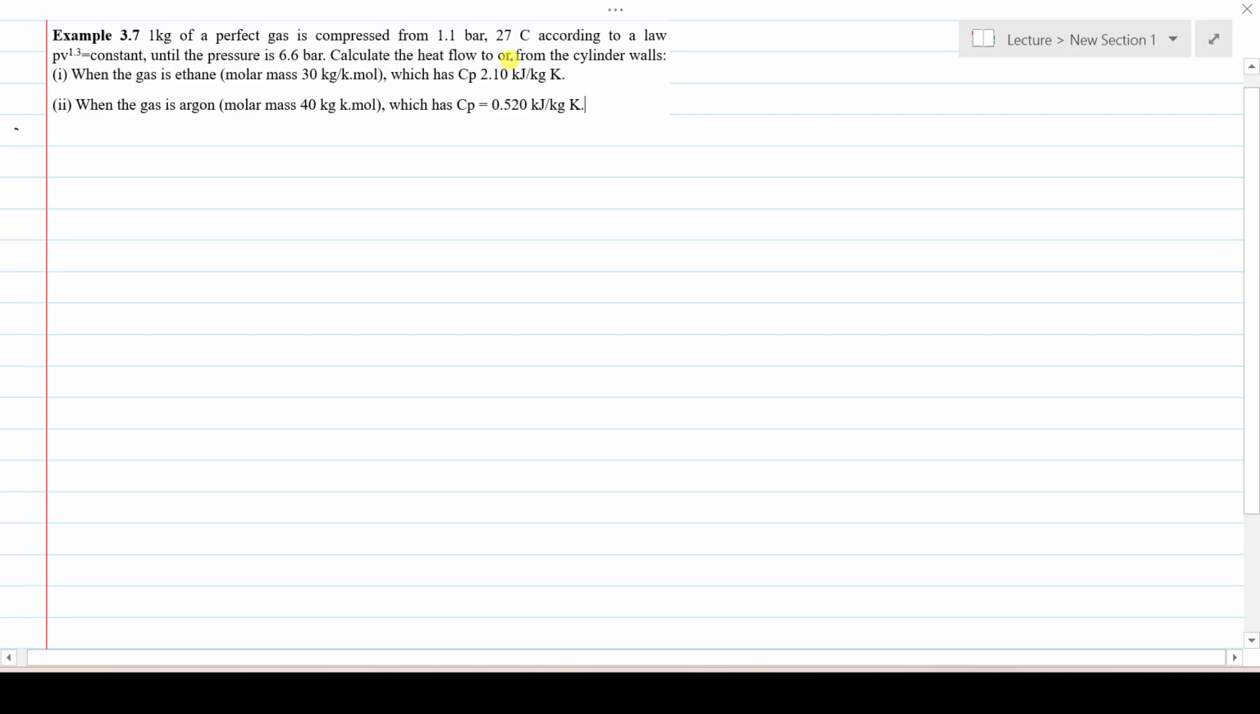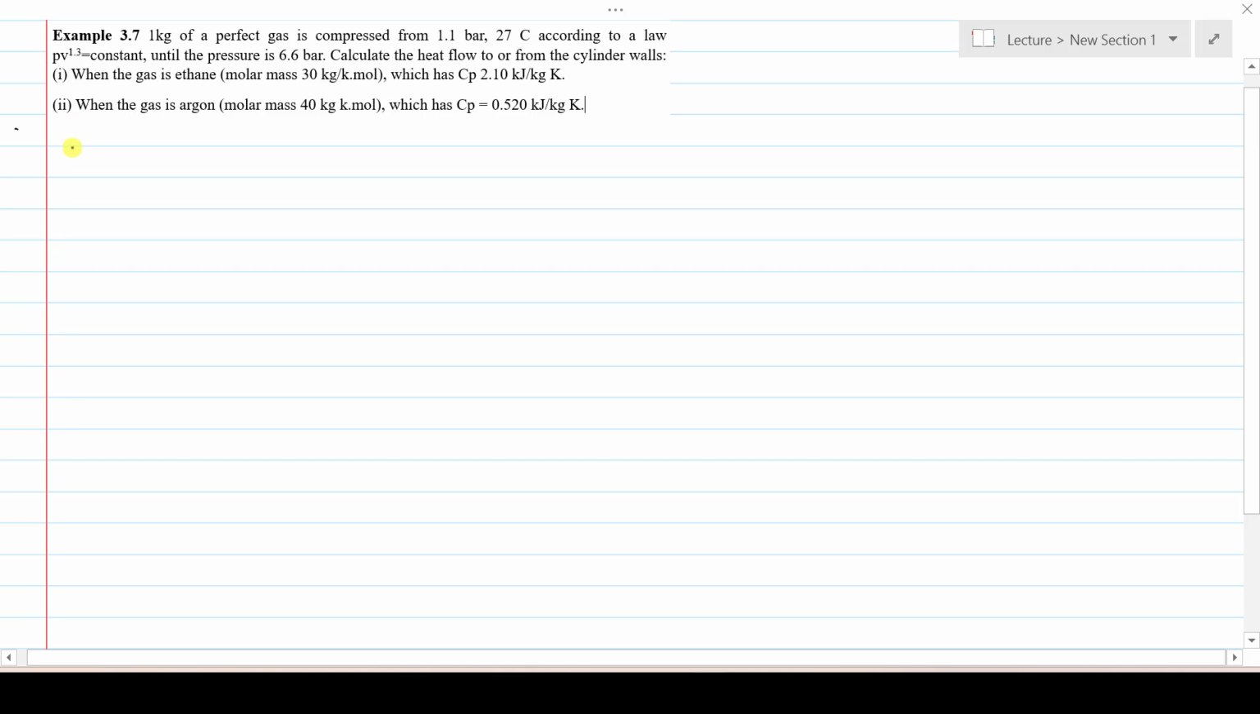Calculate the heat flow to or from the cylinder wall when the gas is ethane, whose molar mass is 30 kg per kilomole and whose specific heat Cp value is 2.1 kilojoule per kg Kelvin, and when the gas is argon, whose molar mass is given and whose Cp value is 0.52 kilojoule per kg Kelvin. In this statement, compression takes place by a polytropic process, the initial conditions before compression are given, and after compression the pressure is given, and you need to calculate the heat flow in or out from the cylinder wall.